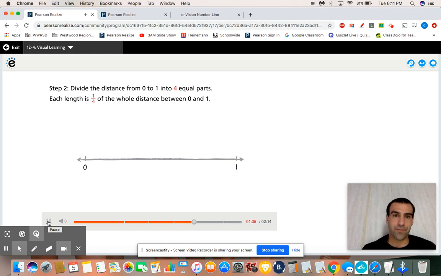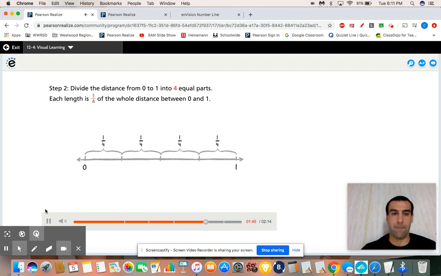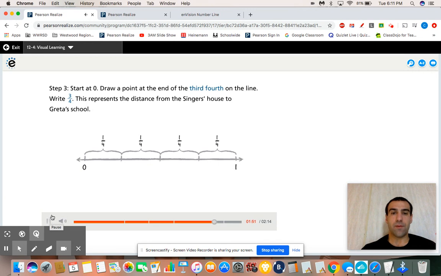Step 2. Divide the distance from 0 to 1 into 4 equal parts. Putting into 4 equal Each parts. length is 1/4 of the whole distance between 0 and 1. Step 3. Start at 0. Draw a point at the end of the third fourth on the line. Write 3/4. This represents the distance from the singer's house to Greta's school.